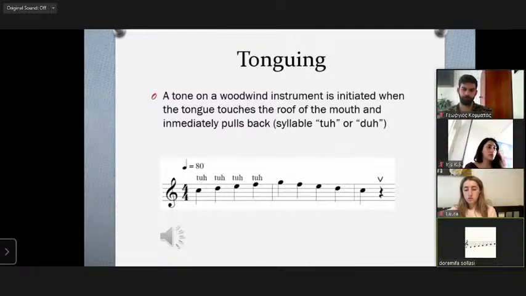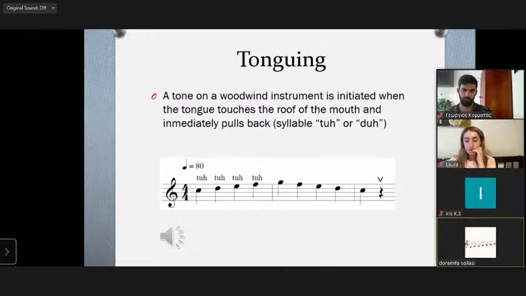A tone on a woodwind instrument is initiated when the tongue touches the roof of the mouth and immediately pulls back. So here we are describing what happens with the tongue when we articulate the syllable ta, ta, ta. There the tongue is touching the roof of the mouth and is pulling back, ta. So it is a well-articulated sound.